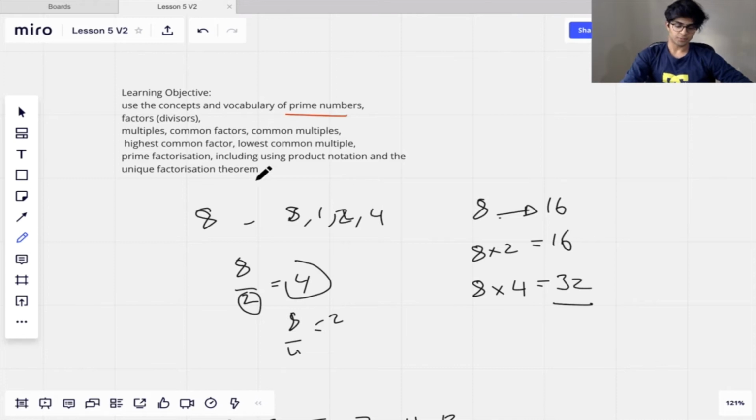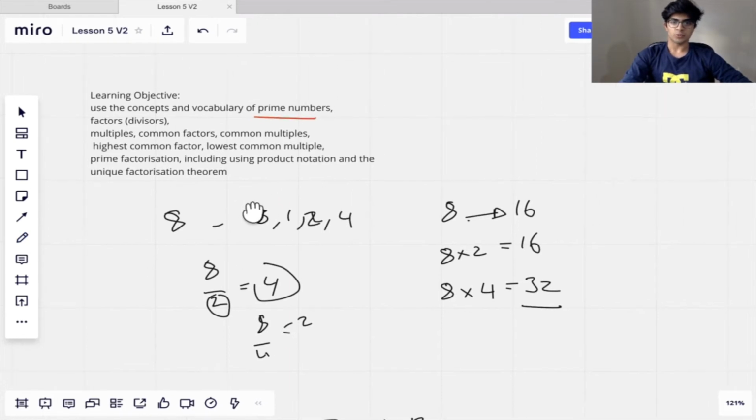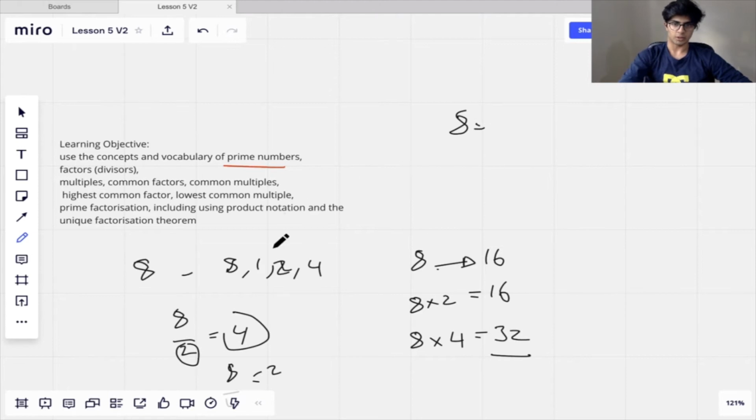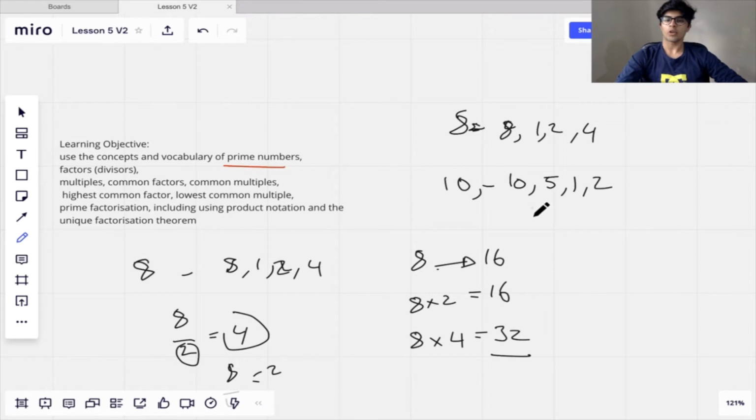Now, common factors. Say you've got the factors of 8, which I've listed as 8, 1, 2, and 4. And then you've got the factors of, say, 10, which are 10, 5, 1, 2. Well, what are the common factors of 8 and 10? Which numbers are common here? We've got 1 and 2, which exist in both. So the common factors of 8 and 10 are 1 and 2.